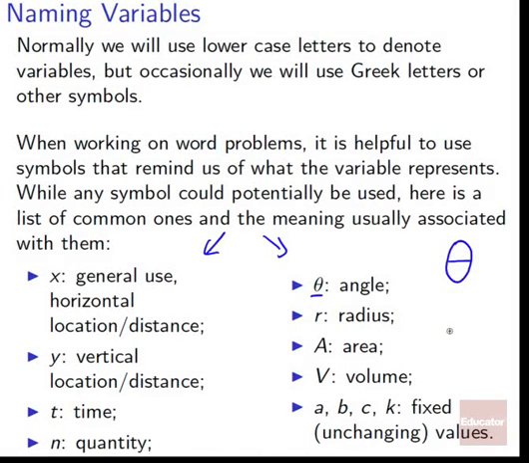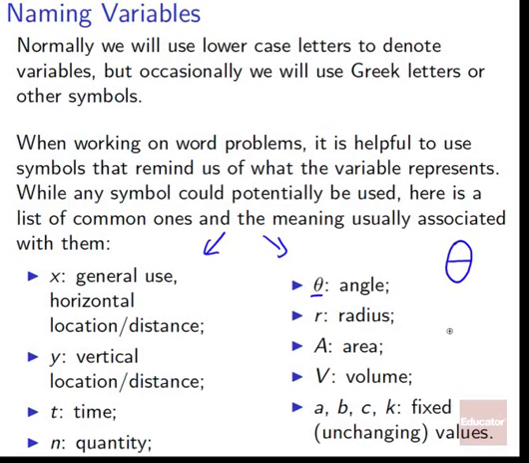A with a capital A is area, capital V is volume, and we often use a, b, c, and k to represent fixed unchanging values, values that aren't going to vary and change into other things, things where we know that they are going to just stay the same, but we don't know what they are yet, or we might decide on what they are later on.